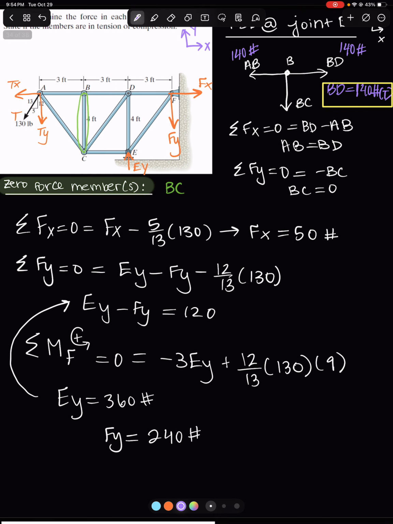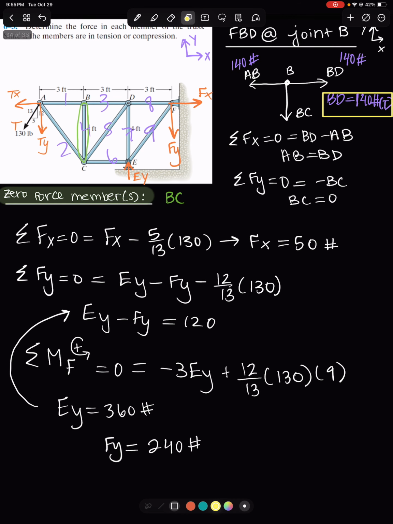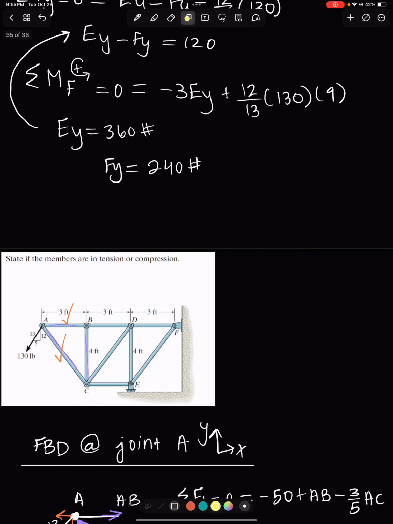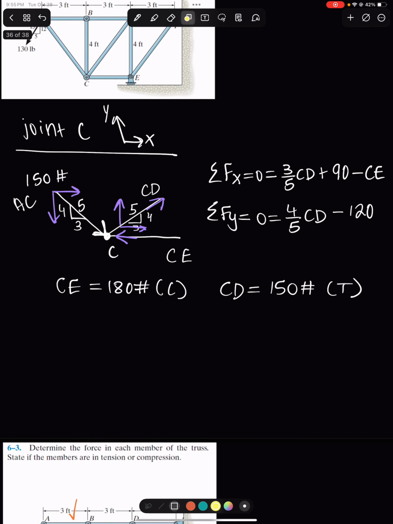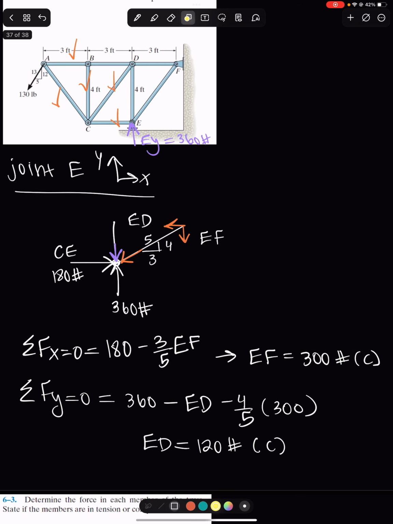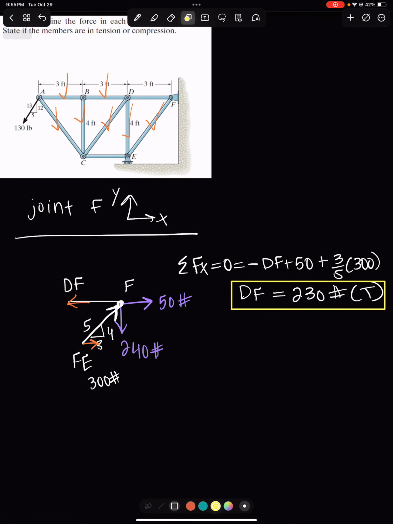So we have 1, 2, 3, 4, 5, 6, 7, 8, 9 members. So it's 1, and then 0 force is BC. BC equals 0. That's 2. Then we have AC and AB, 3, 4, 5, 6, 7, 8, and 9. Yeah, we've got everything done. Great job. Thank you for watching.